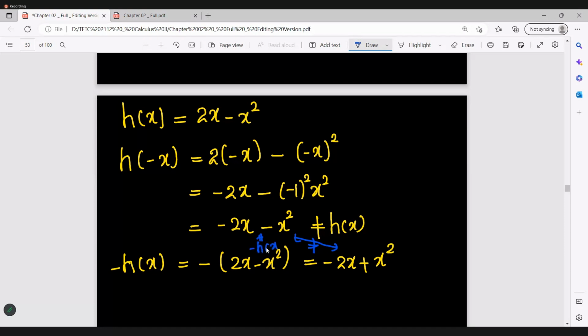So what should be our conclusion about the given function? Therefore, we can say that the function h of x is neither odd nor even. ඒක ඔඩ්වත් ඉවන්වත් නෙවෙයි.